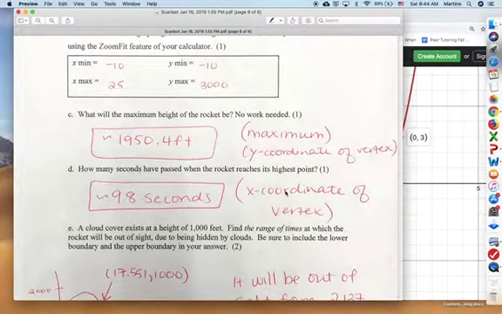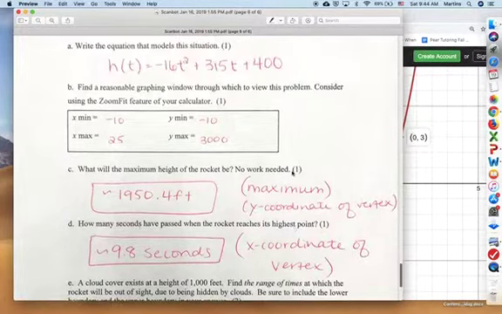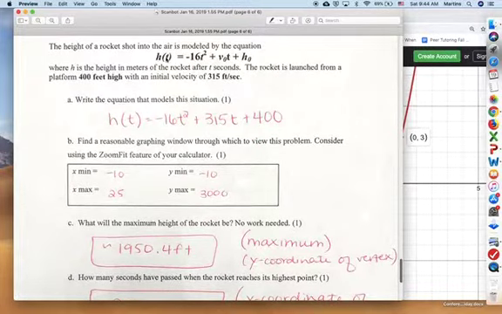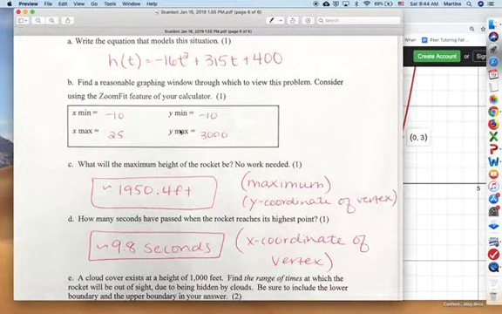Part D, how many seconds have passed when the rocket reaches its highest point? Okay, so basically that's saying we're still dealing with the vertex because it's the highest point, but x is represented with time. Technically, I think we used t here, okay, but you probably are using x when you type it into your calculator. So basically, when the y coordinate is 1950.4, the x coordinate should be 9.8.